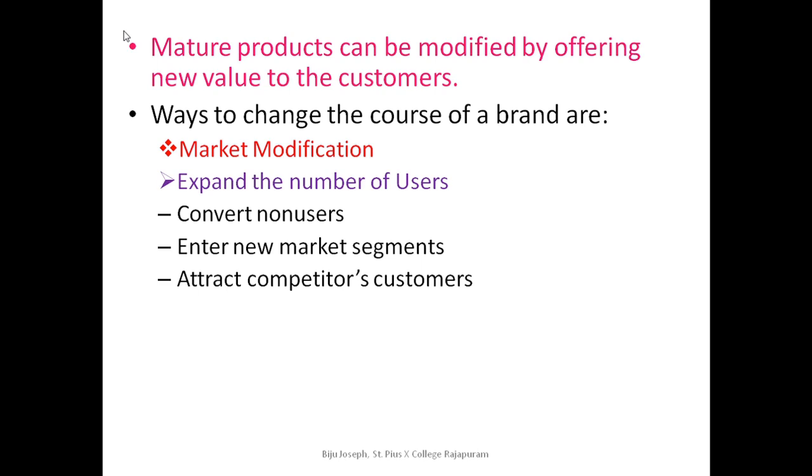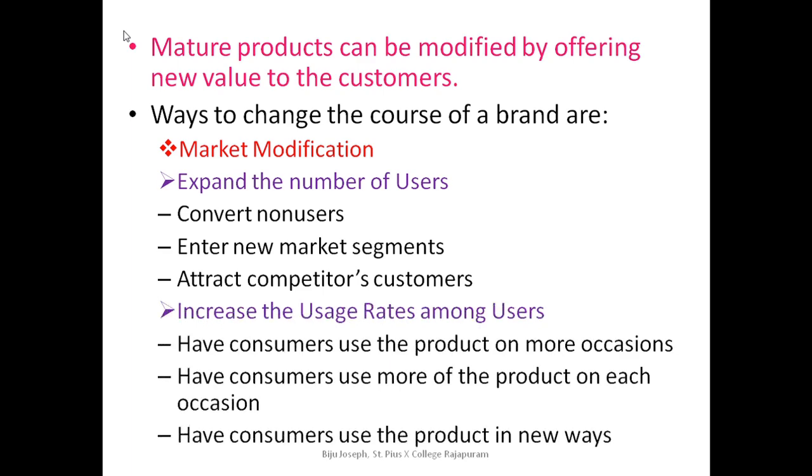And the second method to expand the number of users is to enter new market segments. And the third option is to attract competitors' customers, by which you can expand the number of users. And the second method of market modification is to increase the usage rates among users.